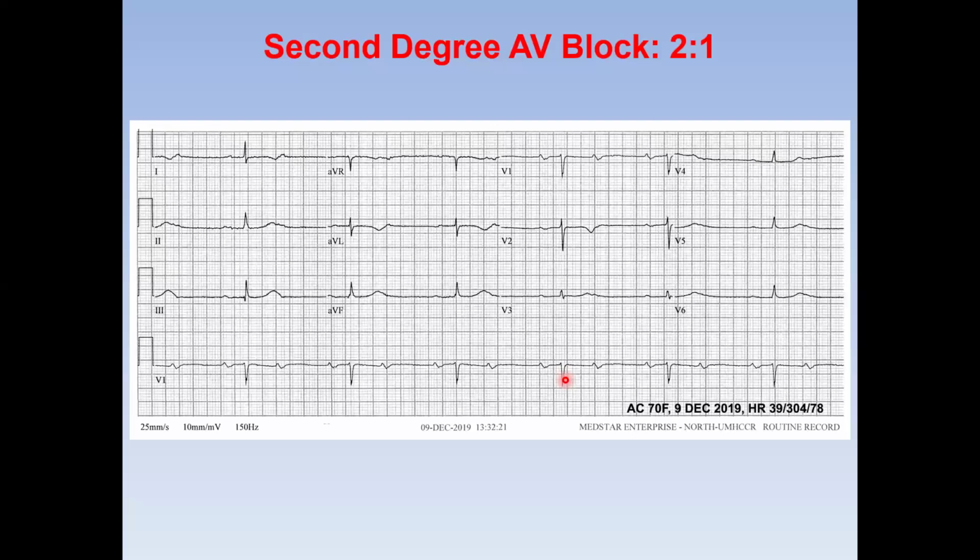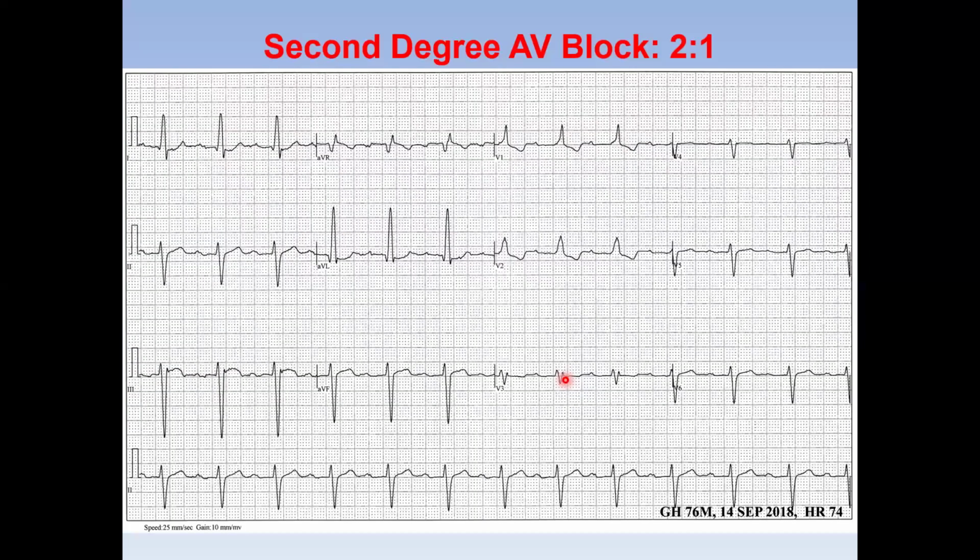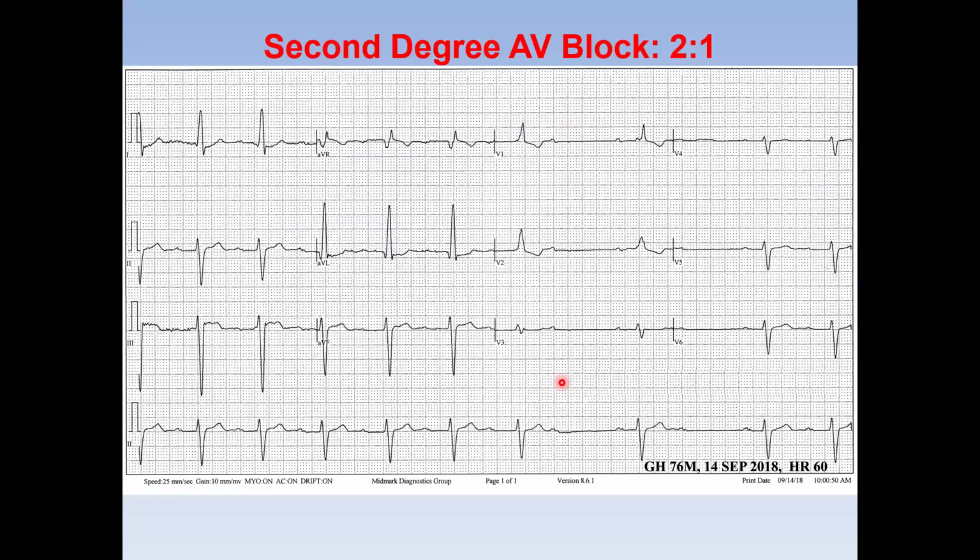And one of the distinctions is whether the block is at the level of the AV node. This patient, probably the block is at the level of the AV node because the behavior is Wenckebach. So if you don't want to commit yourself, you just go by the term 2 to 1 AV block. But when we use the term Mobitz type 2, we usually say it's infra-His block. But if you call it just 2 to 1, I don't think anybody should fault you for that.